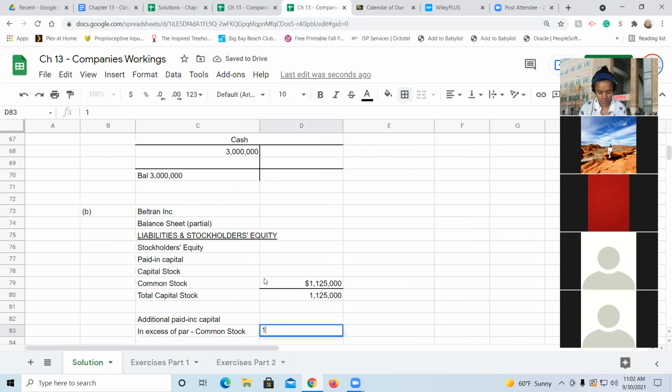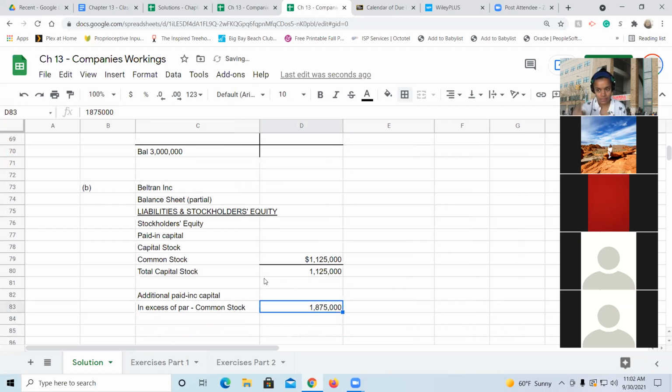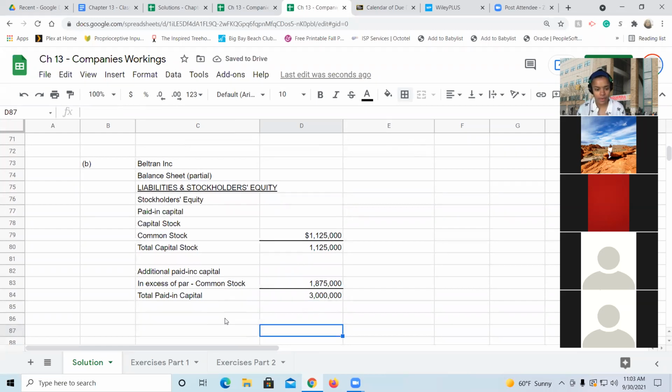And now you take that 1,875,000 that you had from the ledger, the ending balance, and you put that in. And so now you have an opportunity to total. So now you say total paid in capital. This is telling a user that this is the total of the amounts that our stockholders have given to the company so far, right, from outside. So that's the total paid in capital.